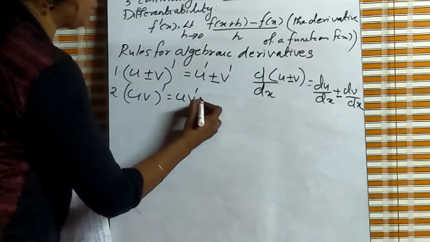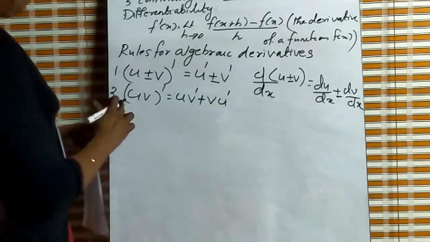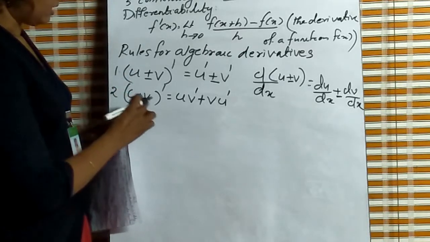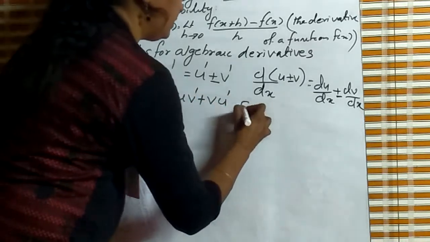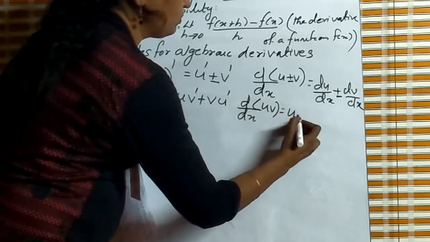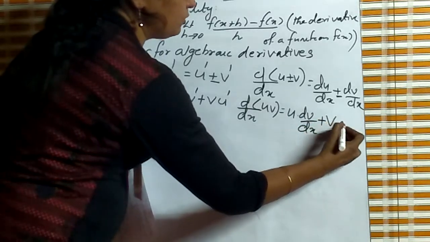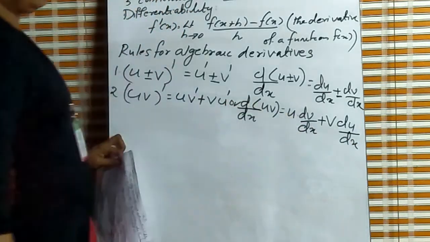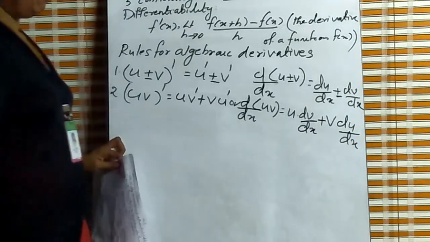Second one, the derivative of the product of two functions is equal to: first function u into derivative of v, plus v into derivative of u. Our functions are u and v. In d by dx form, d by dx of uv is equal to u into dv by dx plus v into du by dx.